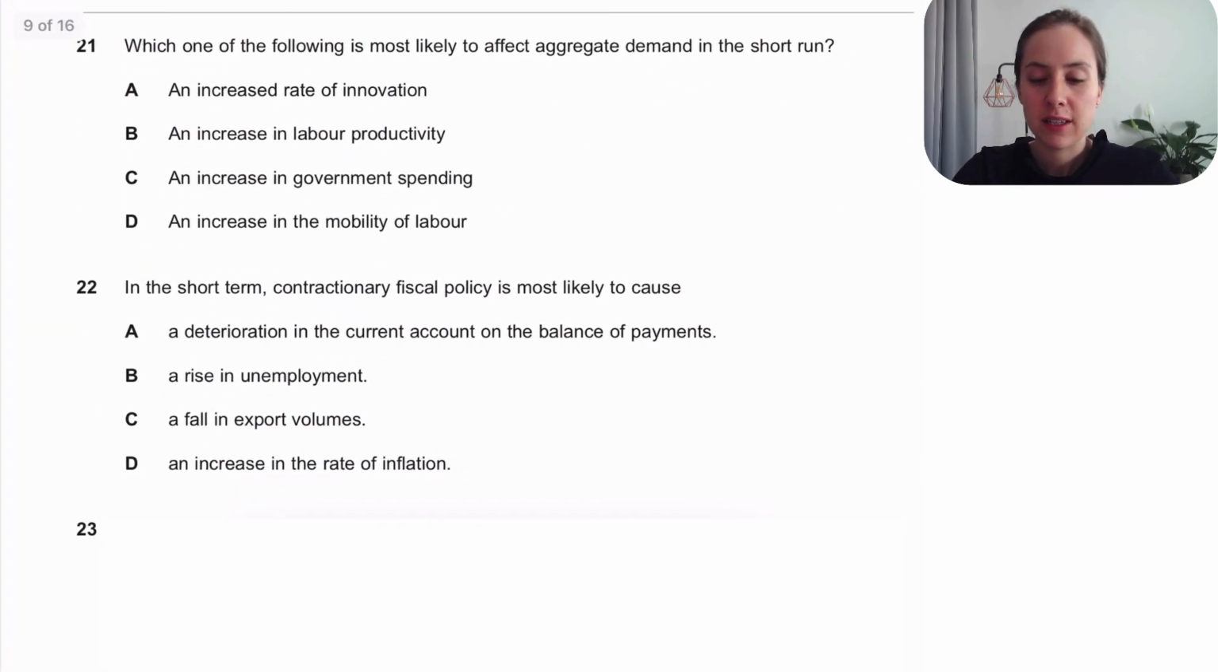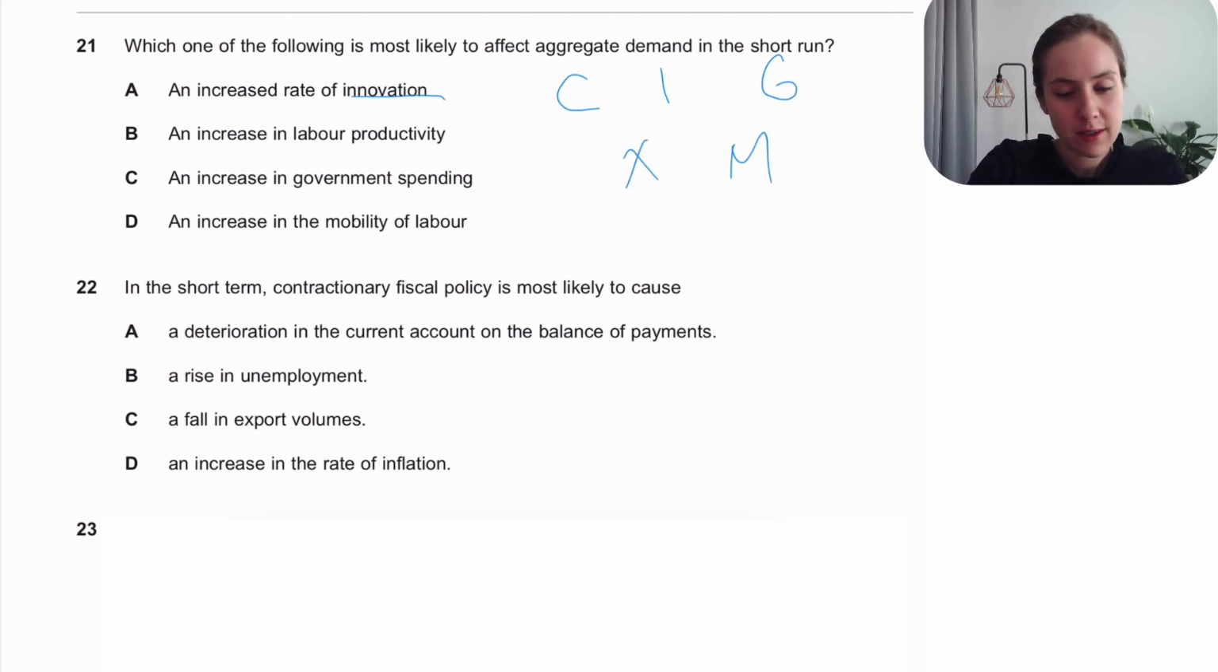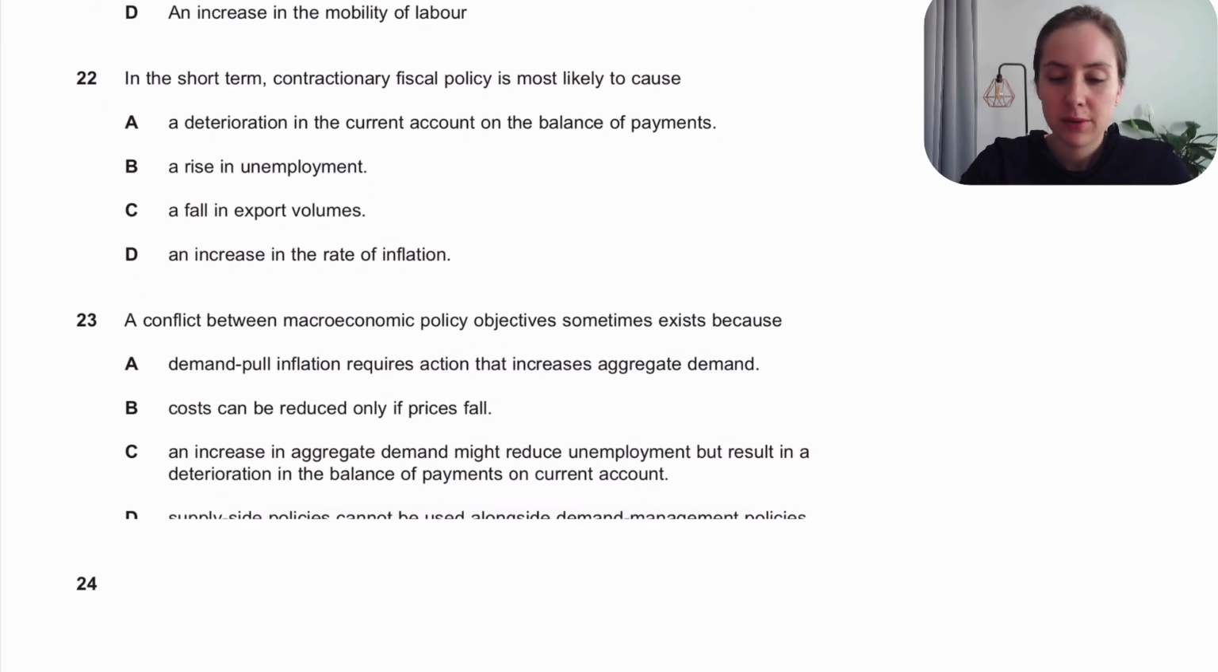Which of the following is most likely to affect AD in the short run? I'm looking for a C or an I or a G or X or M change in the short run. Innovation, that sounds like a long-term thing. Long-term productivity. Increase in government spending, yeah, that's immediate. That's going to affect your AD equation immediately. It's even in the equation. Contractionary fiscal policy, that means that you are increasing taxes and decreasing government spending. And that usually decreases AD. I'm looking for something like that.